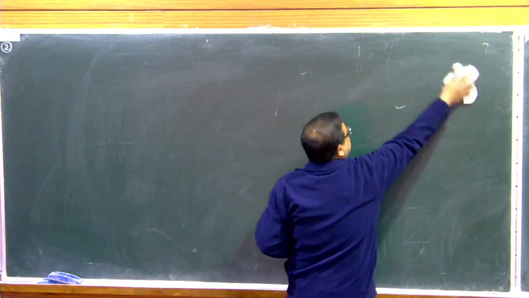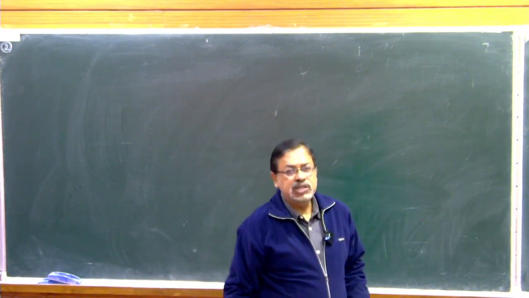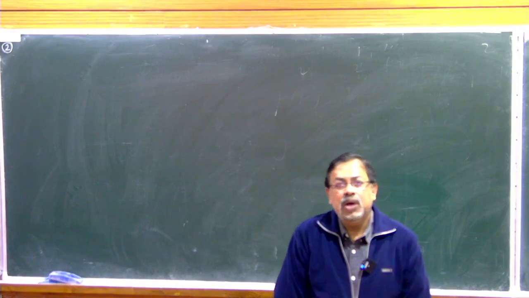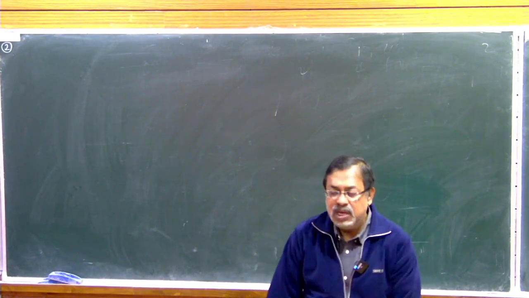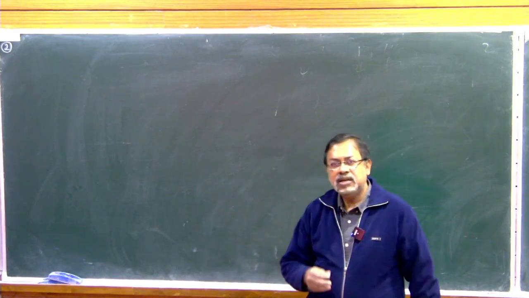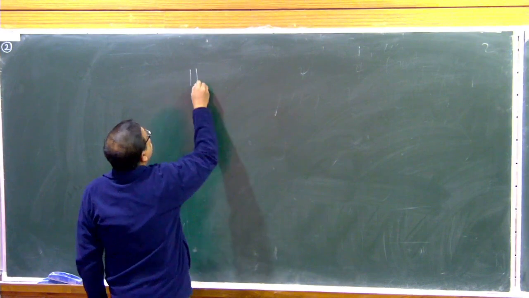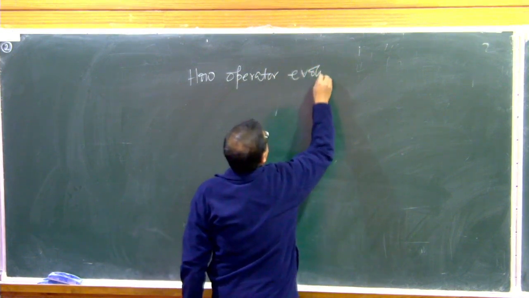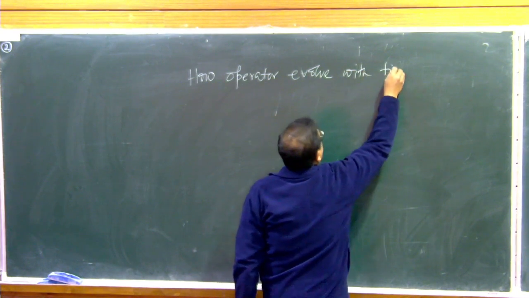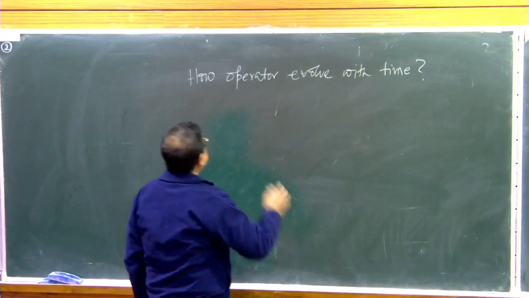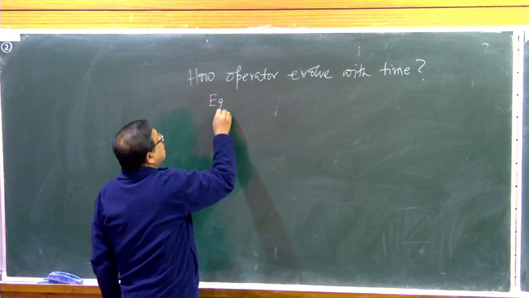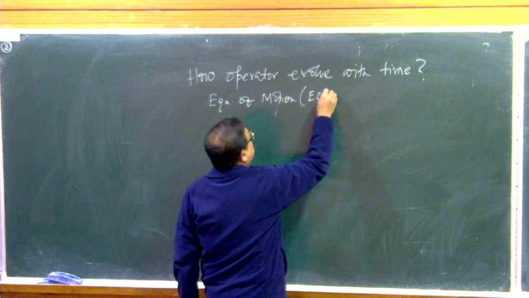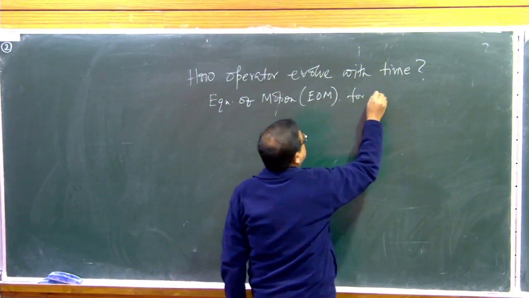And again, without going too much into the derivations, I'll give you the final answer to this question, that is, how operators evolve with time. The answer is given by the equation of motion, which let's call EOM in short, for operators.